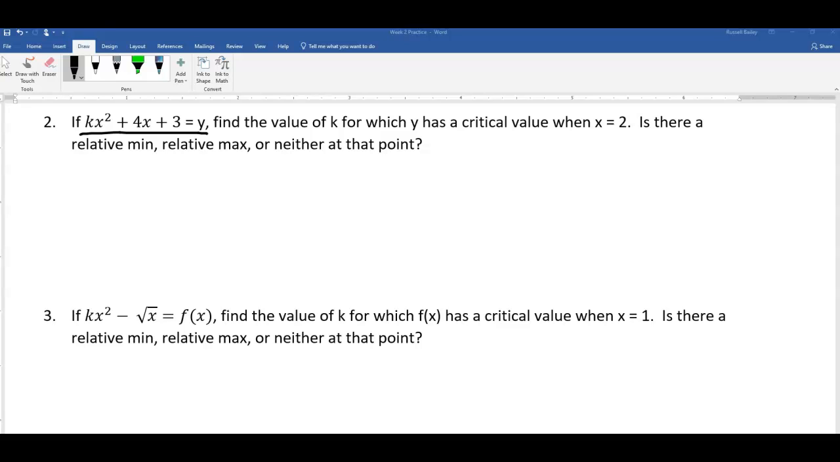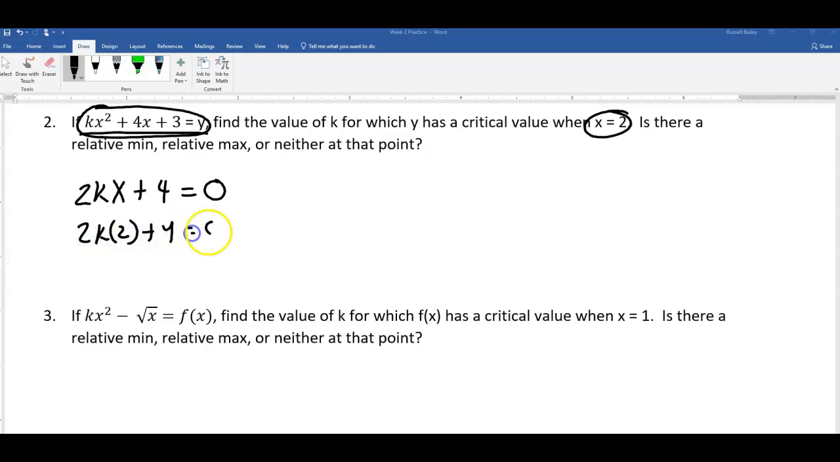So the first thing we do is we're going to take our derivative of this expression. The derivative of that would be 2kx plus 4. And we're going to set that equal to 0. We're not going to make it undefined because it's a polynomial. Polynomials are not undefined. But we will plug in our 2 here for x. And that gives me 4k plus 4. So we can solve that.